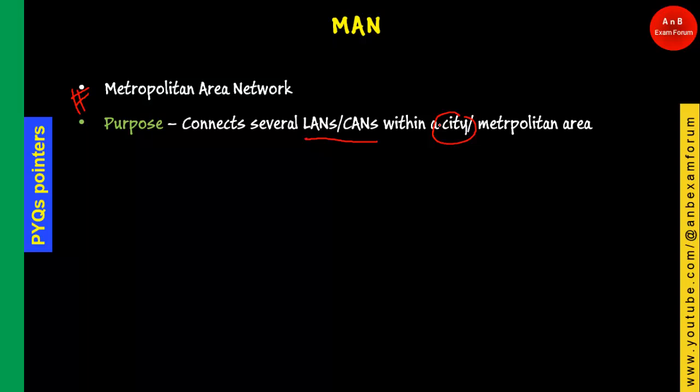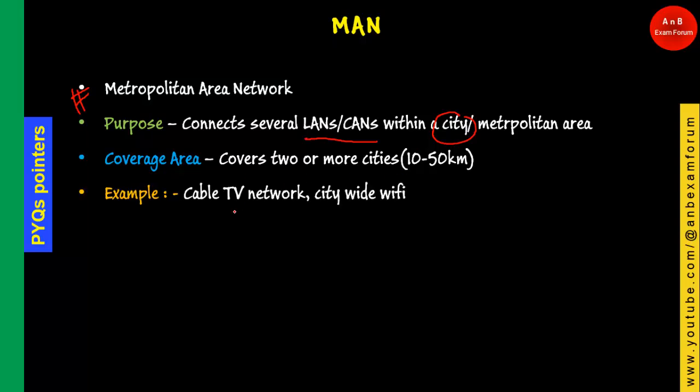A simple example is your cable TV. A city cable generally provides a widespread TV cable to the city. So that is your MAN basically. And the coverage area can cover 2 or more cities. As I told you, citywide network, citywide Wi-Fi, and citywide cable TV network are examples of a metropolitan area network. For example, Geo Fiber provides city Wi-Fi, so that is your MAN basically.